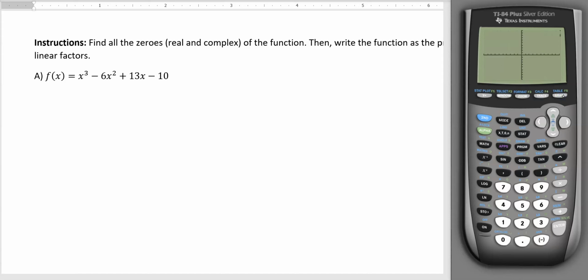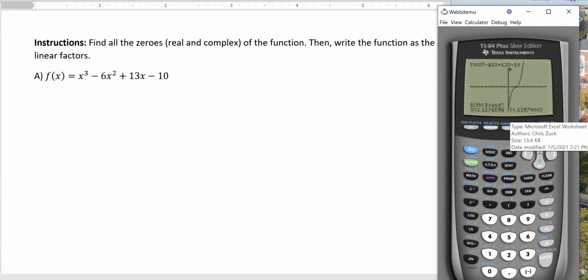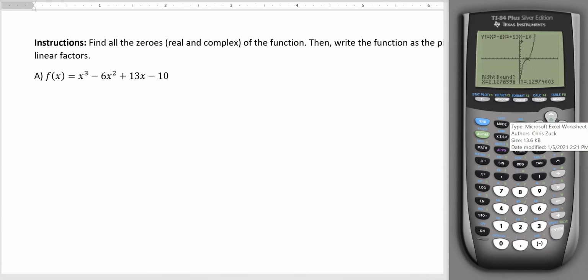And hopefully we can find a zero that we can use. Looks like 2. All right, let's double check that here. Gonna try to calculate. There we go. Go to the left, go to the right. Oh my goodness, we're mobile. Let's try to get this back over here. There we go.